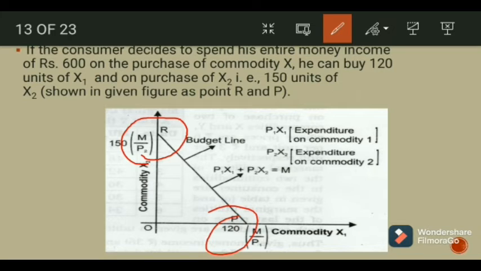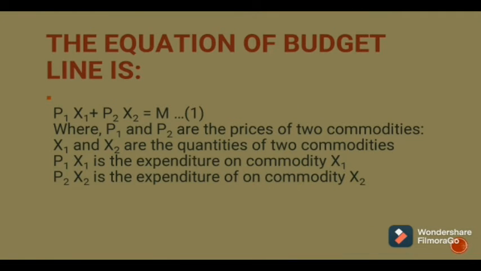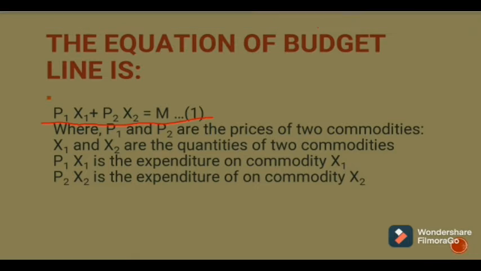So here you can see that we got the points R and P, and joining them we got the budget line. We can further understand the budget line with the help of the equation. Here is the equation: P1x1 + P2x2 = M, where P1 and P2 are the prices of the two commodities, x1 and x2 are the quantities of the two commodities, P1x1 is the expenditure on commodity X1, and P2x2 is the expenditure on commodity X2.